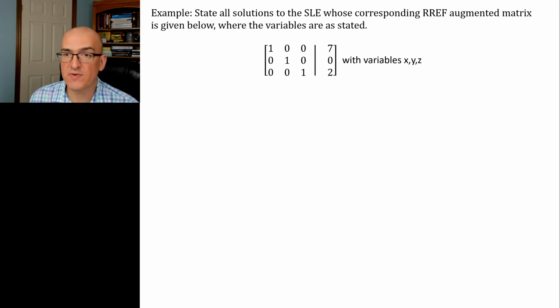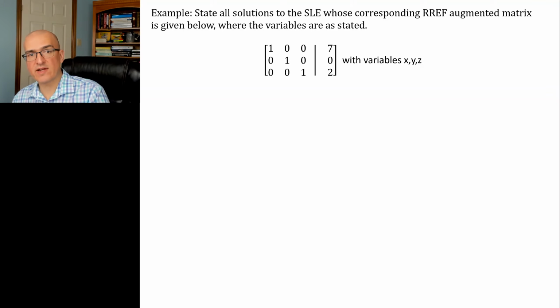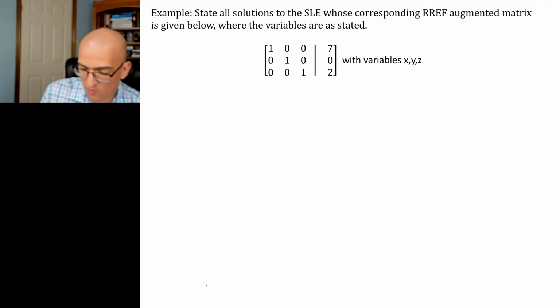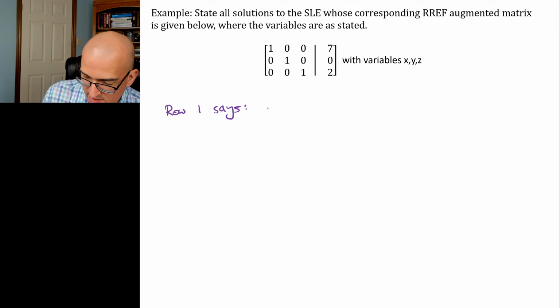So here's an example in R3. This matrix has been fully row reduced, so the hard part's been done. Now we have the final, fully row reduced matrix. All the leading ones are there, they're all happy. And all we have to do is state what the solutions are. Row 1 says that x is equal to 7: 1 times x plus 0 times y plus 0 times z is equal to 7, so x is 7. And it also tells us our variables are x, y, and z, so that's not any guesswork.